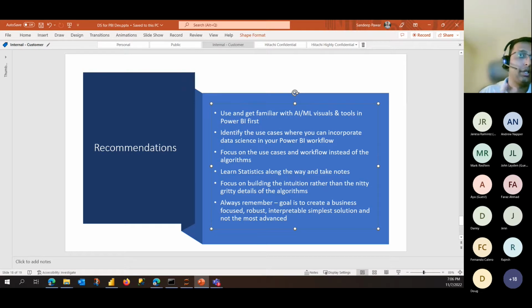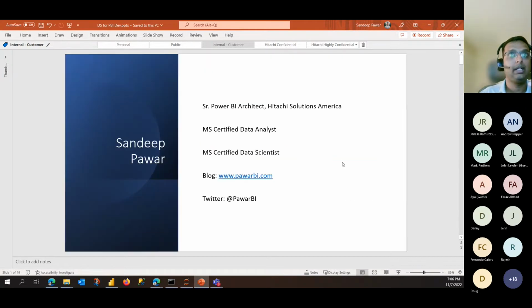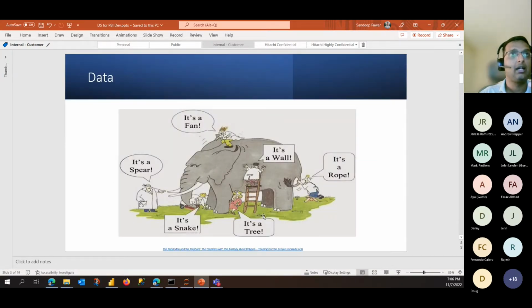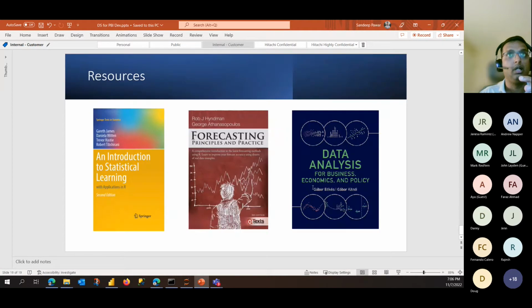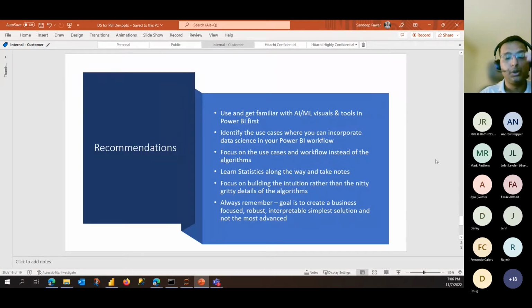Second, do not think that you have to know all the statistical concepts. The difference between a data scientist and a Power BI developer is the way they approach the data. So going back to the elephant example that I gave you earlier, they are looking at the same data, but they are looking at it from a different lens, a different perspective. So think about that a little bit more. Definitely look at my blog where I've presented these approaches before.